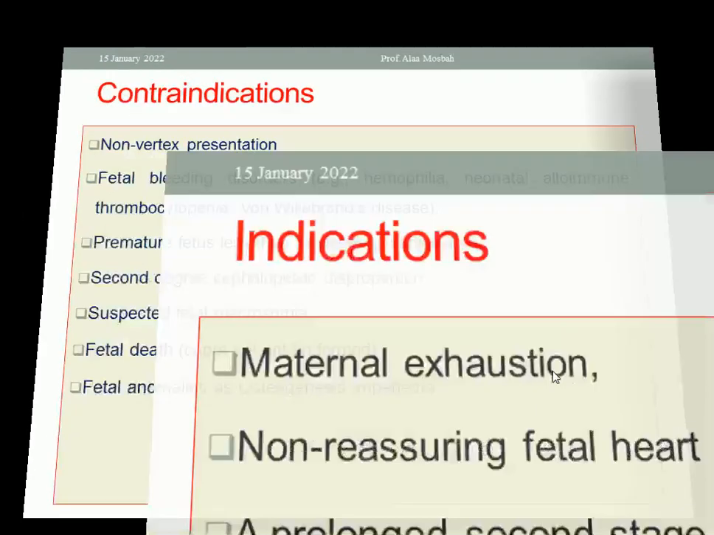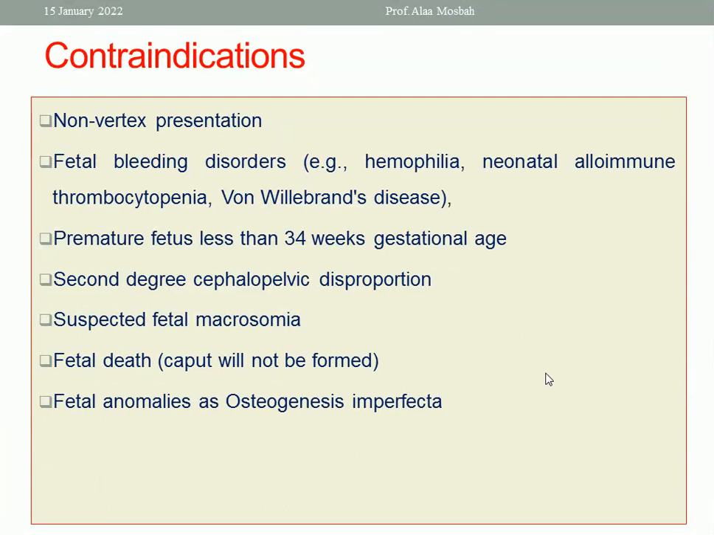So what are the contraindications? Non-vertex presentation is a contraindication for using vacuum delivery. Also fetal bleeding disorders like hemophilia, thrombocytopenia, von Willebrand disease, because the possibility of intracranial hemorrhage is very high if you are using vacuum. Premature fetus, less than 34 weeks gestational age. Suspected fetal macrosomia is another contraindication. Second degree cephalopelvic disproportion is a contraindication for using vacuum.